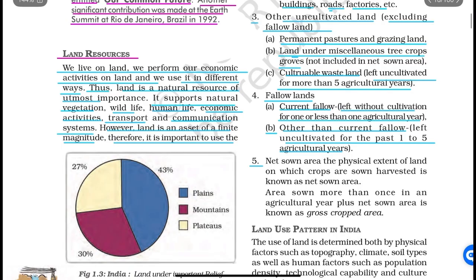Fifth is net sown area. The physical extent of land on which crops are sown and harvested is known as net sown area. Area sown more than once in an agricultural year plus net sown area is known as gross cropped area. So it is a very important term here, that is, area sown more than once in an agricultural year plus net sown area is known as gross cropped area. Okay.